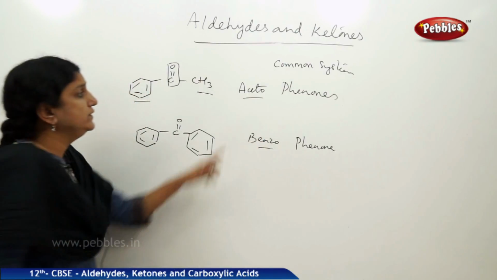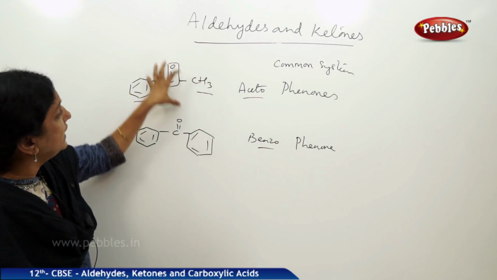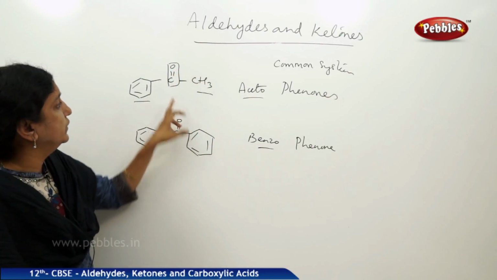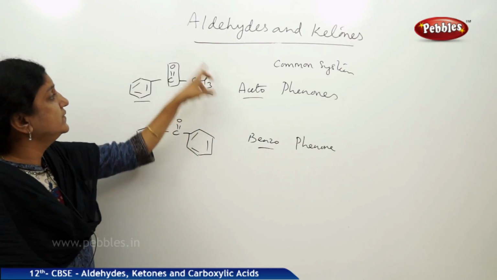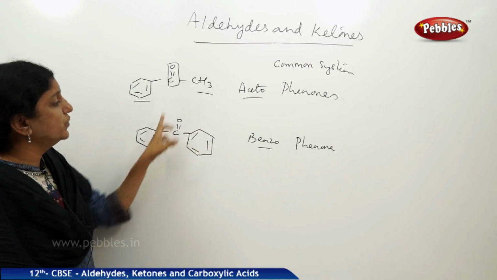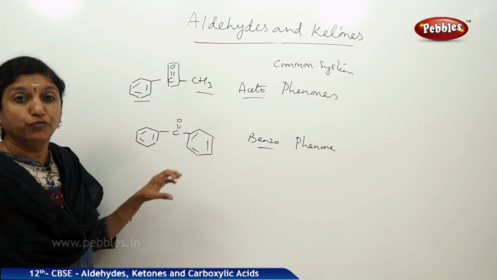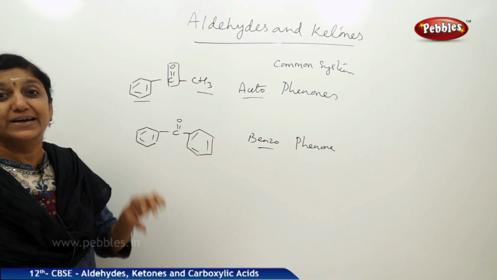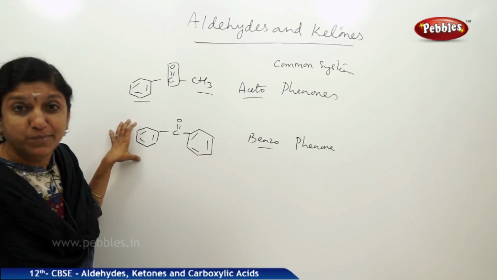So where are you getting these names aceto and benzo from? They are coming from the acyl group part of it. The acyl group is COR group. So this is obtained from the acetyl group, so acetophenone. This is obtained from the benzoyl group, so it is benzophenone. So phenones are ketones containing one of the alkyl groups attached as the benzene ring.